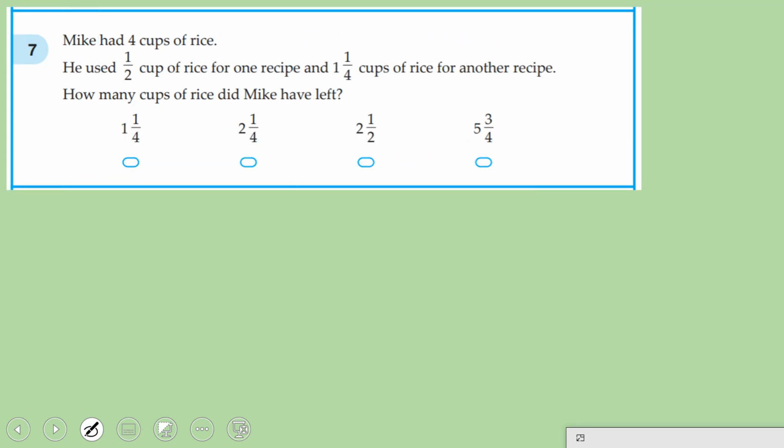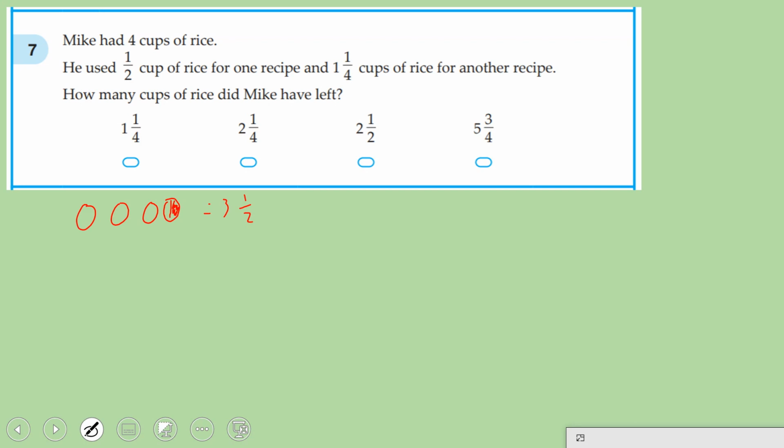Mike had 4 cups of rice. He used 1/2 of a cup of rice for one recipe and 1 1/4 cups of rice for another recipe. How many cups of rice did Mike have left? So he had 4 cups, and then he used half of one for a recipe. So he's got 3 1/2 left. And then he used 1 1/4 cups of rice for another recipe.